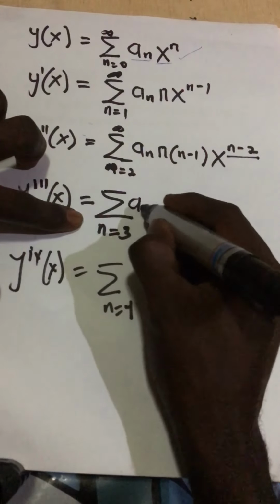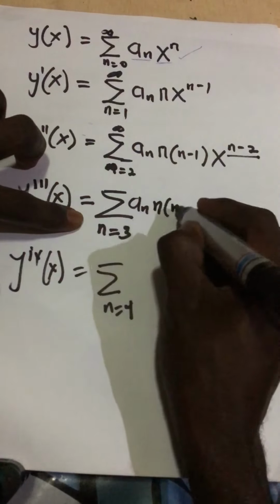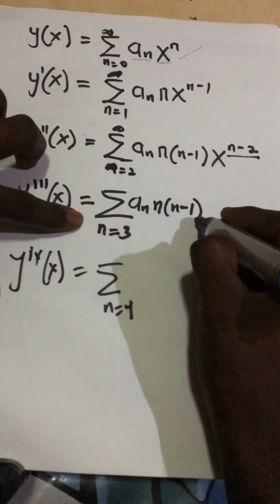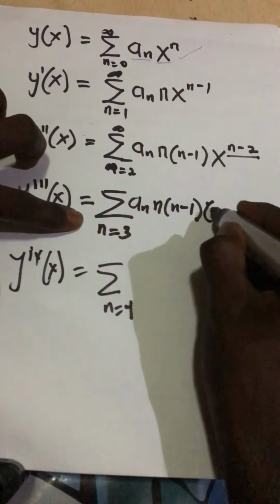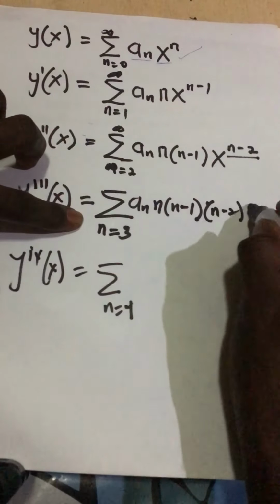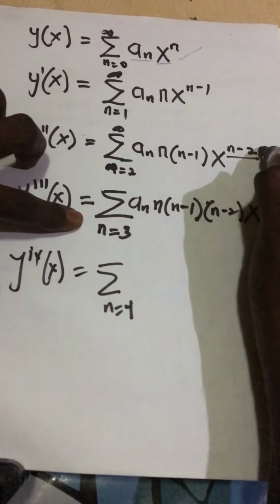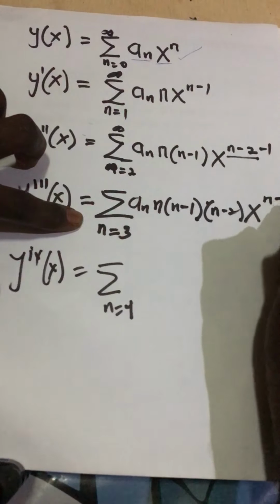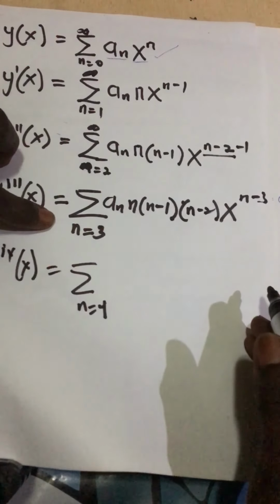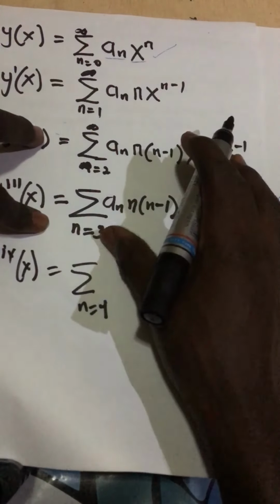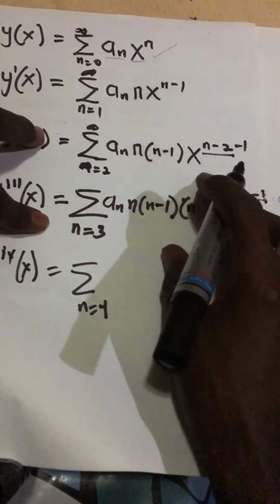So we have n times (n minus 1) times (n minus 2) multiplied by x, and when you subtract 1 from the exponent, we get negative 3. Are you guys okay? So we are going to use that idea in solving the question.